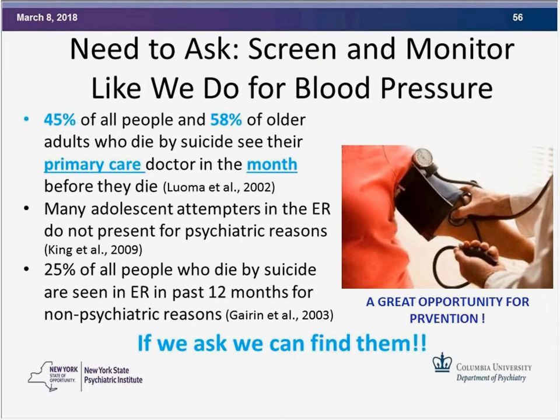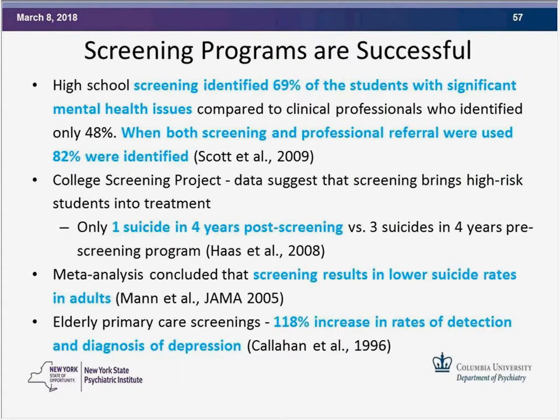And we really believe it's so important because we need to screen and monitor for suicide the same way we do any other vital sign or any other illness. Because we know that half of people who die from suicide see their primary care doctor in the month before they die. And many adolescent suicide attempters will go to the ER for an illness or an injury and not there for a psychiatric reason, and they don't get asked these questions. And so if we ask these questions in all of these places, we know that we will find people who need help. And screening programs work.